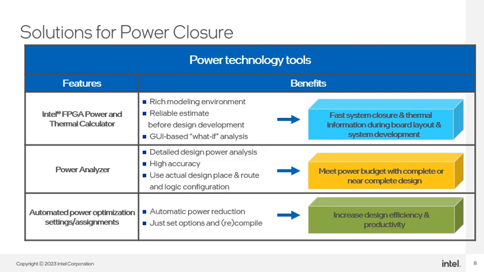Later in the FPGA design process, use the Power Analyzer built into the Intel Quartus Prime software to generate highly accurate estimates of power usage based on a design's actual resource usage, along with its placement and routing in the chip. This helps you meet the second need, meeting the power budget of the design.